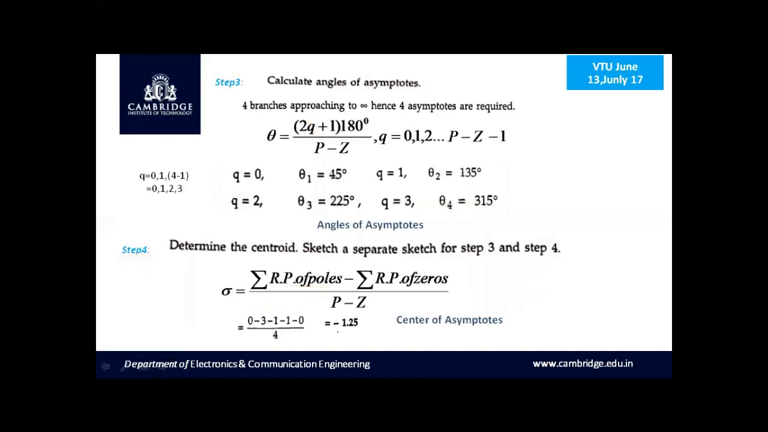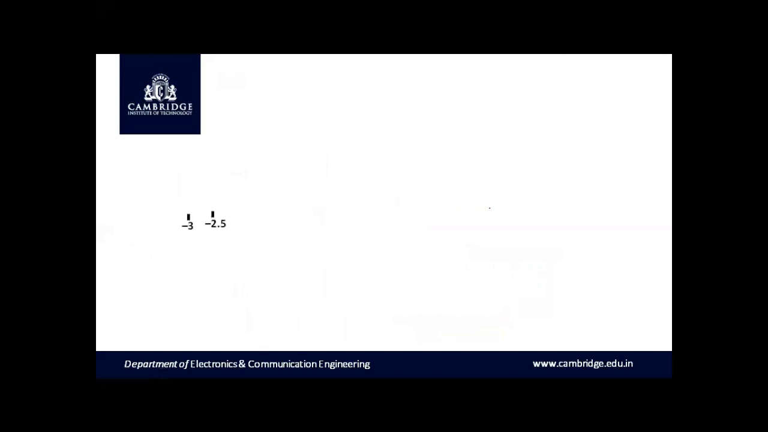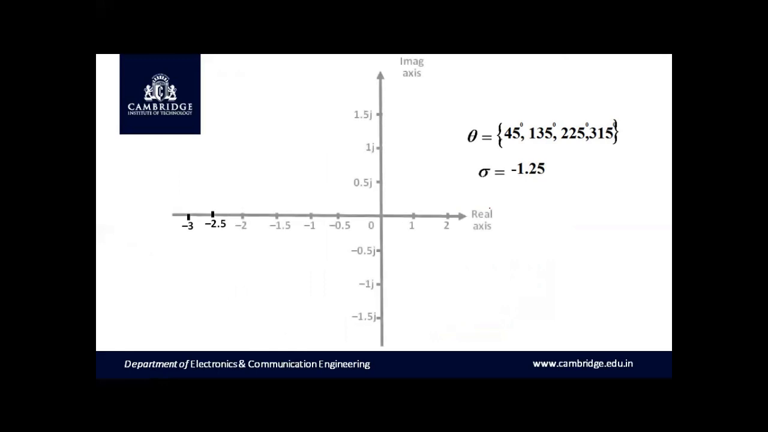Now, with the centroid as the center of the asymptotes, exactly at minus 1.25, we have to draw the angles of the asymptotes at 45 degree, 135 degree, 225 degree, as well as 315 degree. Let us plot the asymptotes at these angles 45, 135, 225 and 315 with sigma equal to minus 1.25 as the center.